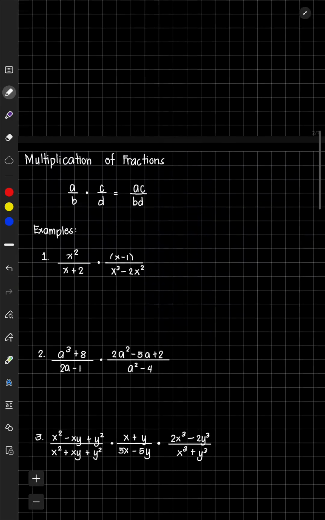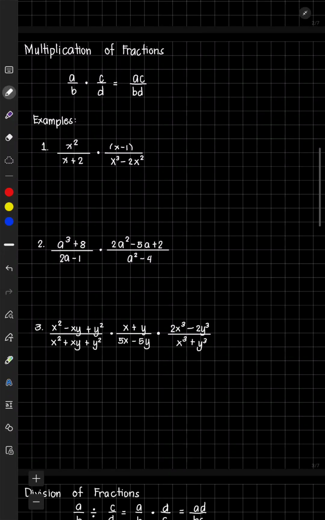Next, we have the multiplication of fractions. Simply, if we have two fractions, like a divided by b multiplied by c divided by d, just directly multiply the numerators, so a times c, and multiply the denominators, b times d, so we have bd. To apply this, we have example number 1.